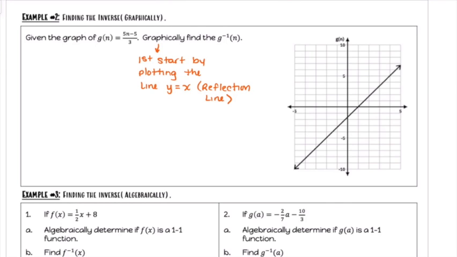We're going to start off by plotting the line y equals x. This is known as the reflection line. So this is the line that my original function will cross over, creating the inverse. So what does that line look like? It goes through the origin and it just has a slope of 1. So I'm just going to get myself some points here. Anytime you graph this line, you do want it to be a dashed line.